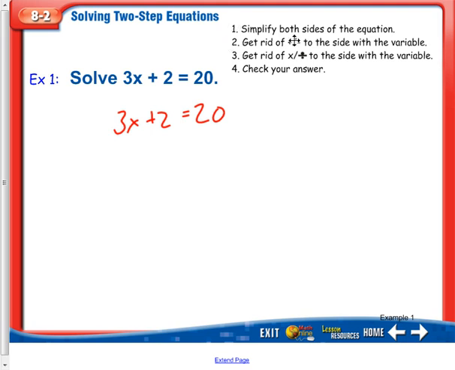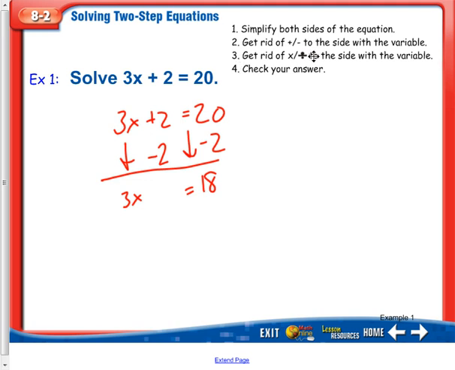Step 2 is get rid of the addition and subtraction. So here, we have multiplication right here and addition right here. So we need to get rid of the addition and subtraction first. So let's subtract 2 on both sides. The opposite of adding 2 is subtracting 2, and whatever you do to one side, you have to do to the other. So let's bring that 3x down. You can bring your equal sign down, and we're left with 18.